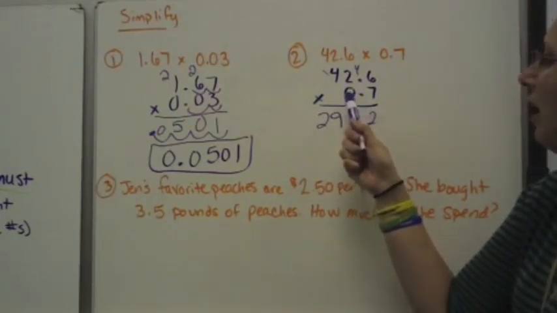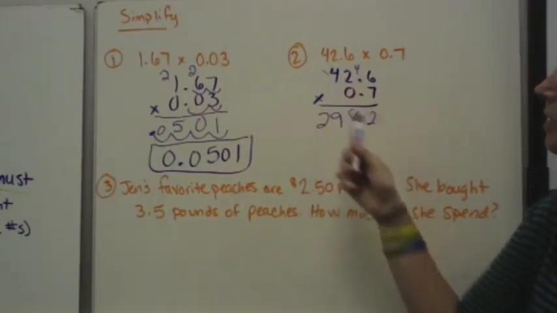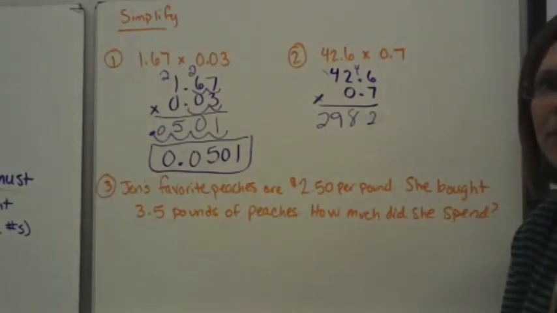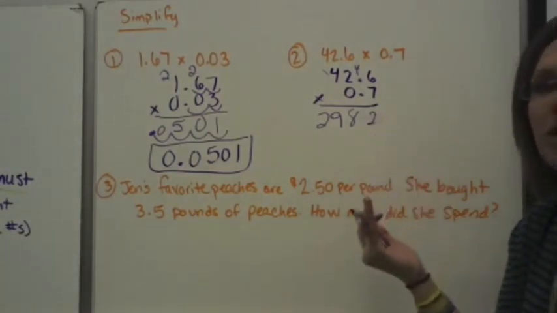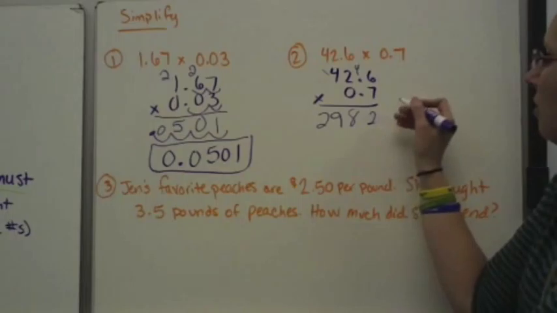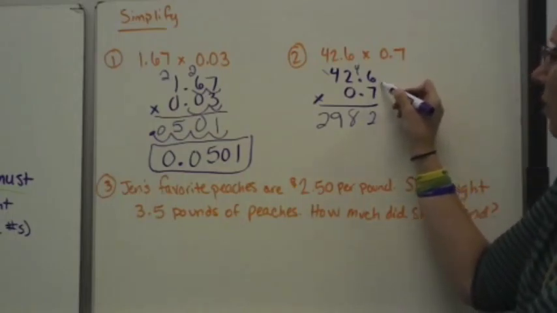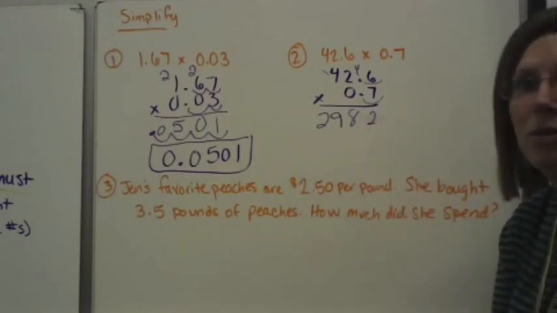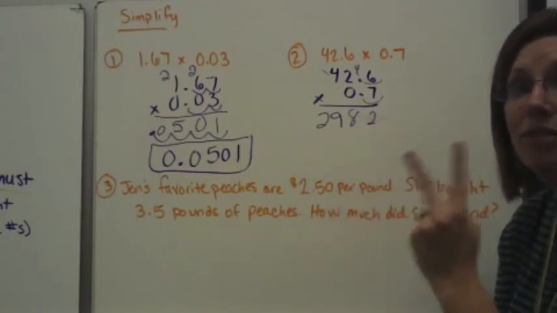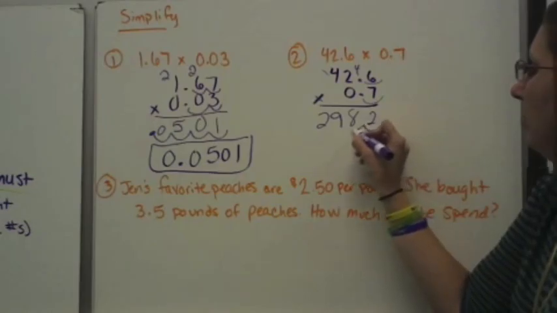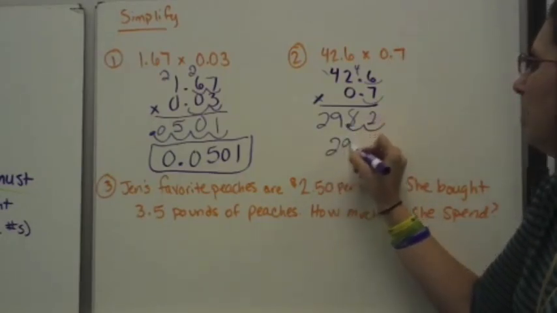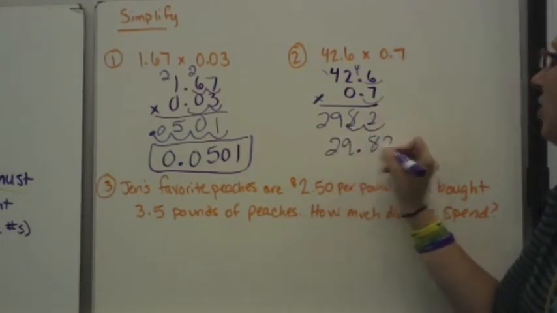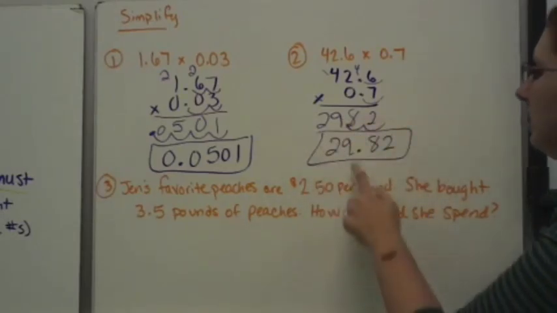Same thing happened here. I could go through and multiply 0 times all of that and I just get 0. And it's not going to change the value of my answer. So I'm just going to move on to the last step. I've got one number behind the decimal place, another number behind the decimal place. So in my answer, I'm going to have 2 numbers behind the decimal. My final answer, 29 and 82 hundredths.